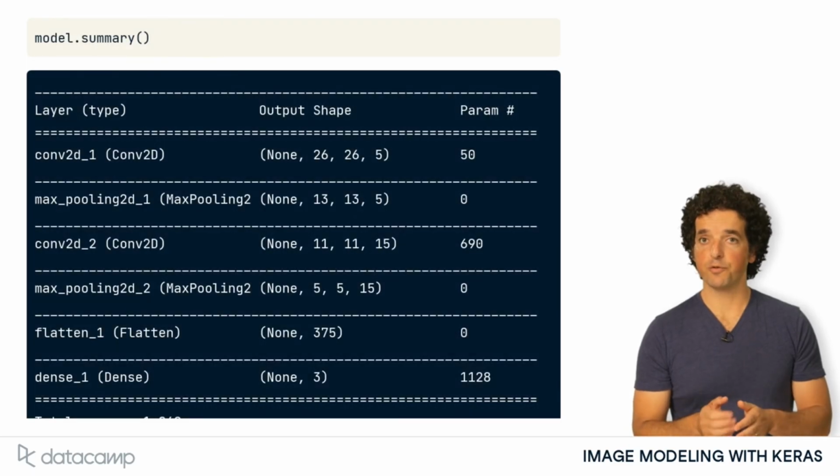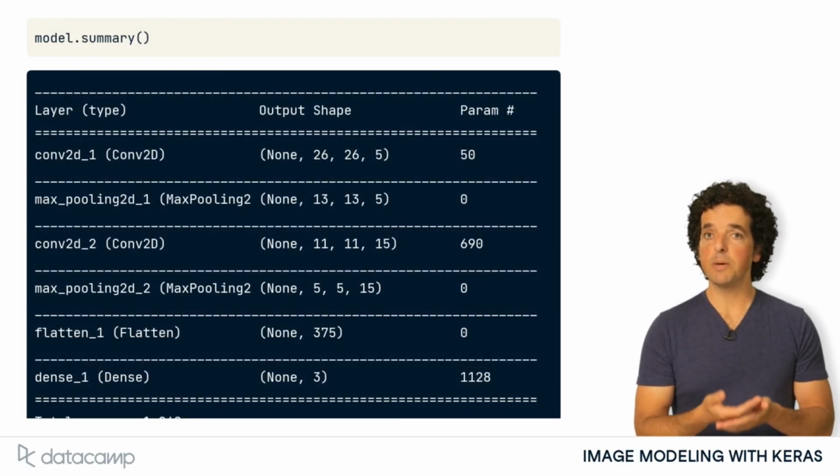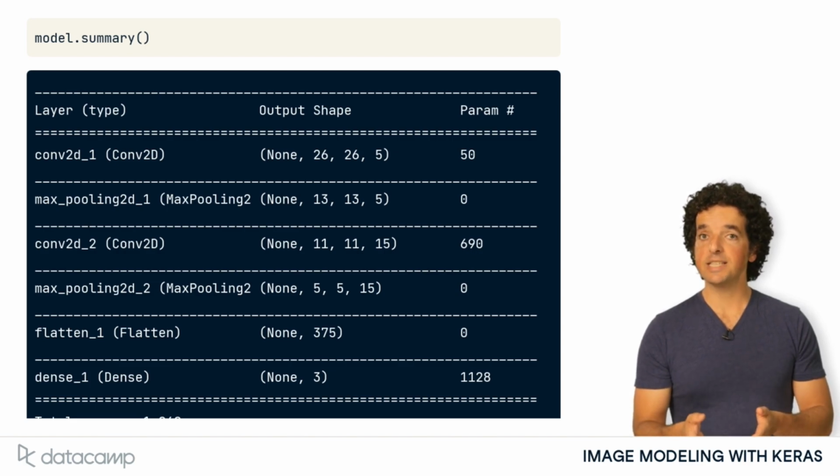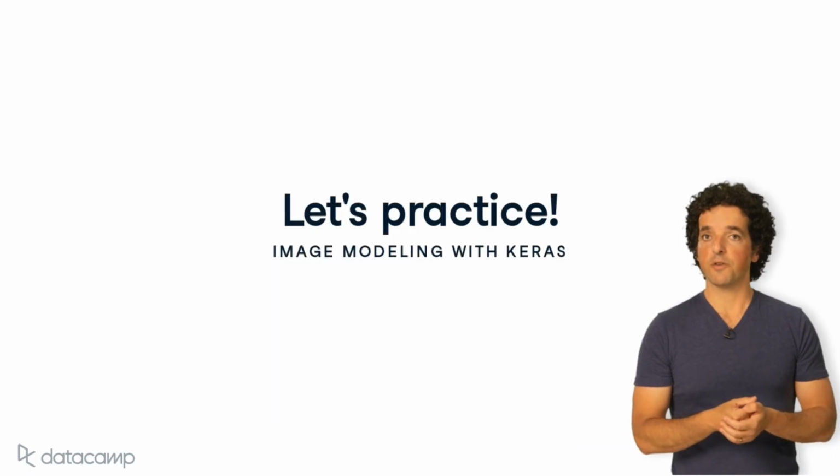How does this affect the number of parameters? Running the summary method for this model, we can see that using the pooling operation dramatically reduces the number of parameters in the model. Instead of more than 30,000 parameters that this model had with no pooling operations, we now have less than 2,000 parameters. There are, of course, trade-offs to reducing the number of parameters.